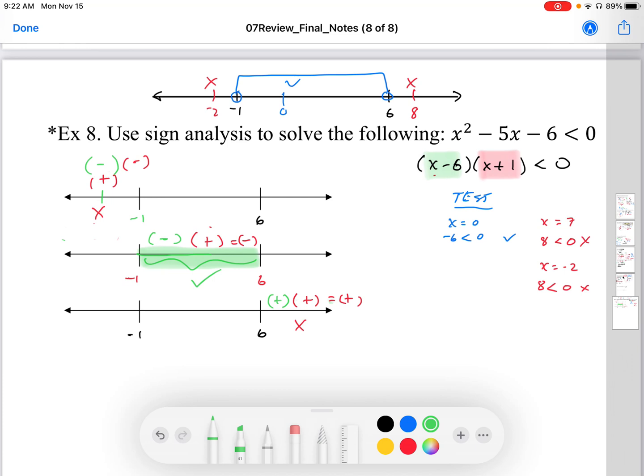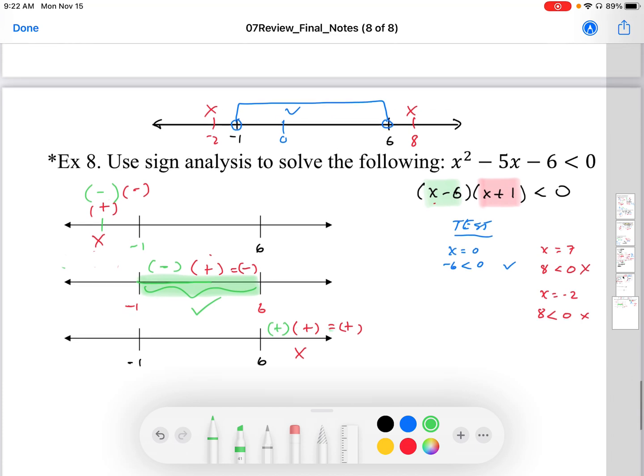Again, I'm not actually calculating the values, I'm just testing the sign. Now, this sign analysis is good when we don't actually know numerical values. Here we actually know the numerical values. So it would be much easier to use this type of analysis, which is actually just plugging in and working out values. But it is good to start understanding this idea of sign analysis.